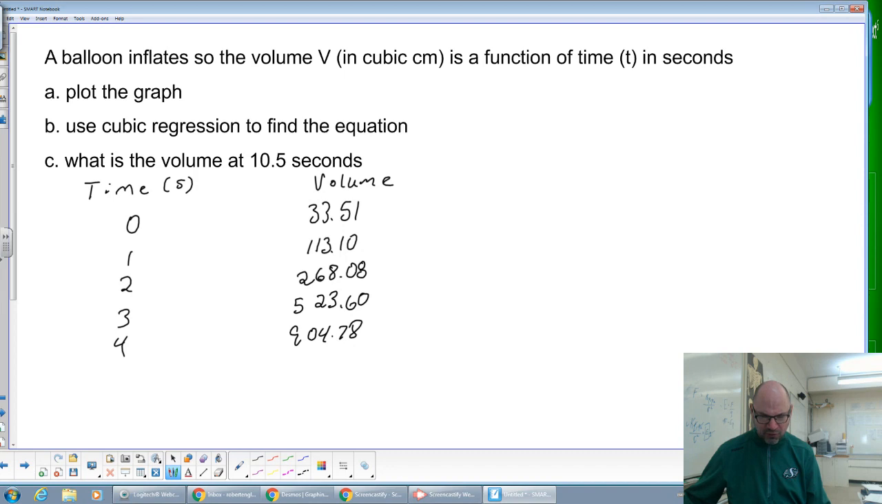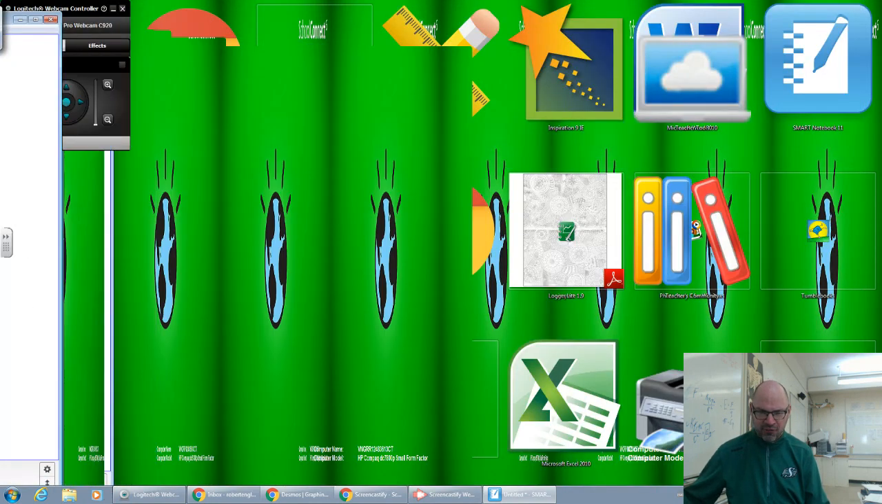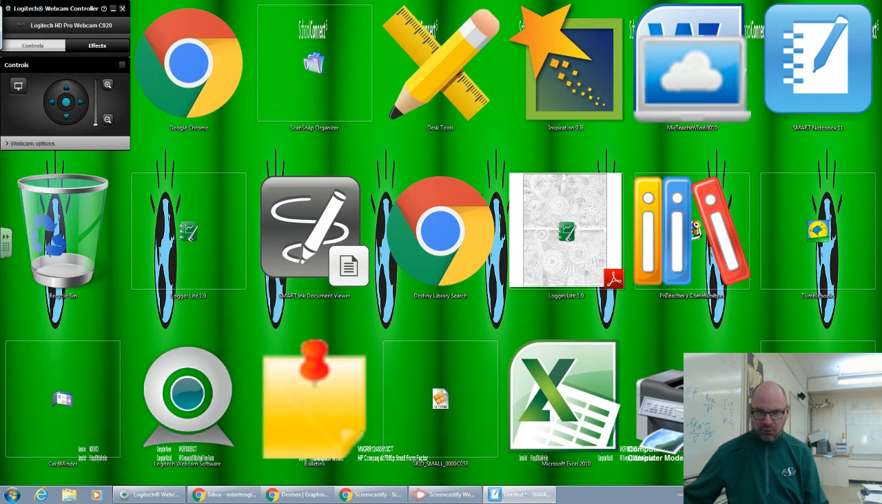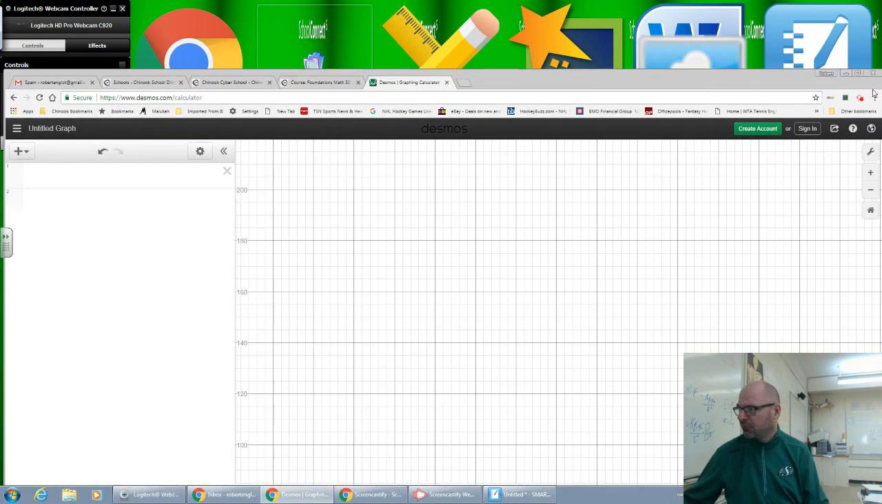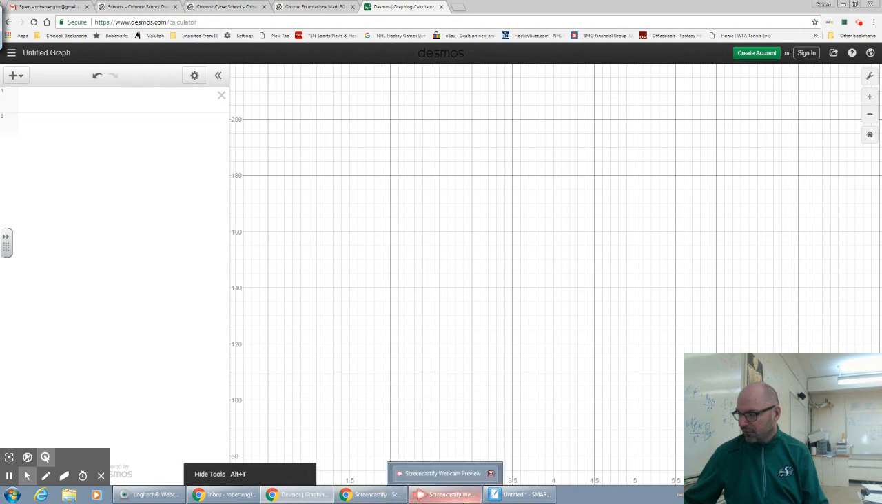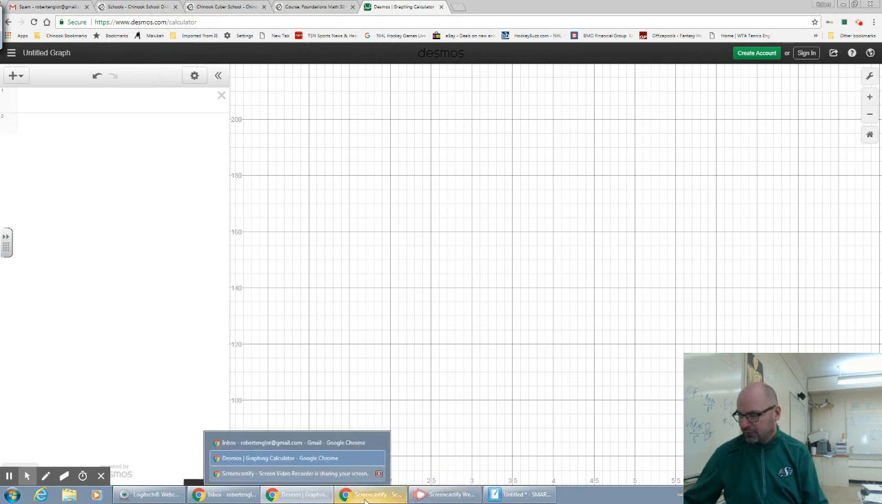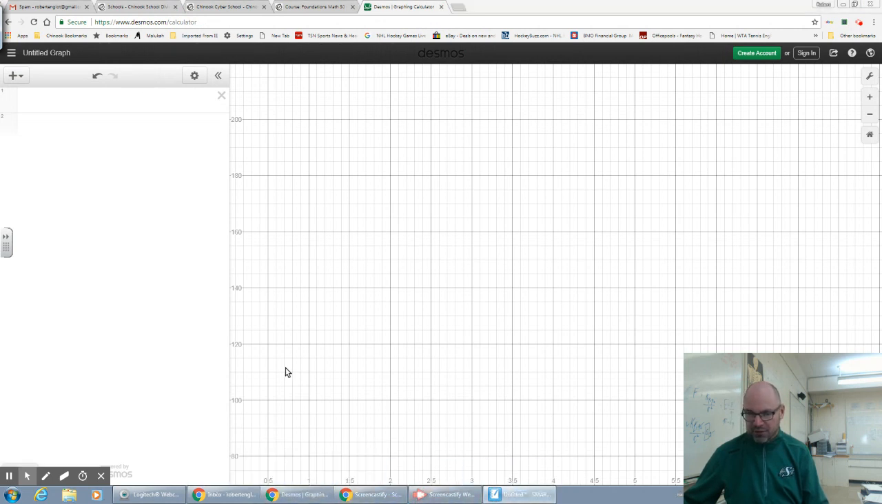Okay, so let's pull this over and Desmos this up. Let's switch our spots here. Pull that over. Put Desmos over here. I've got to redo my window. It's still from when we did the last one. And keep my table open there.